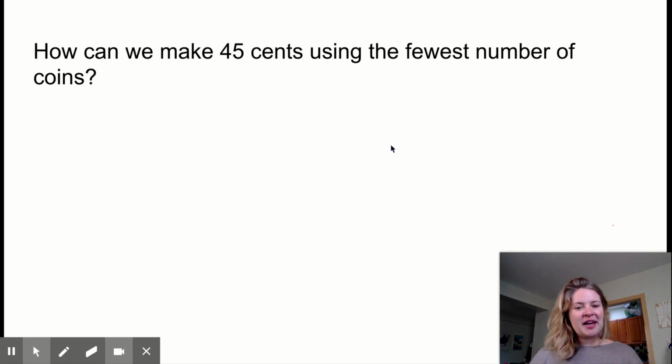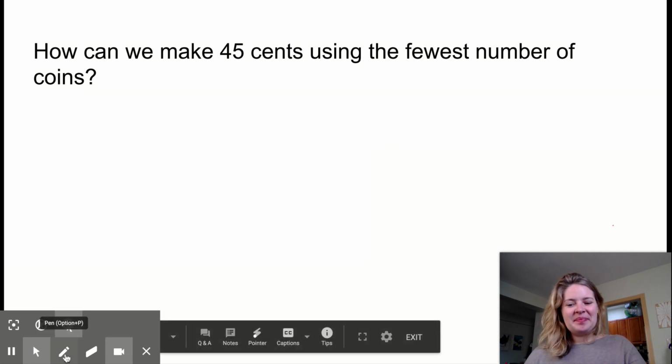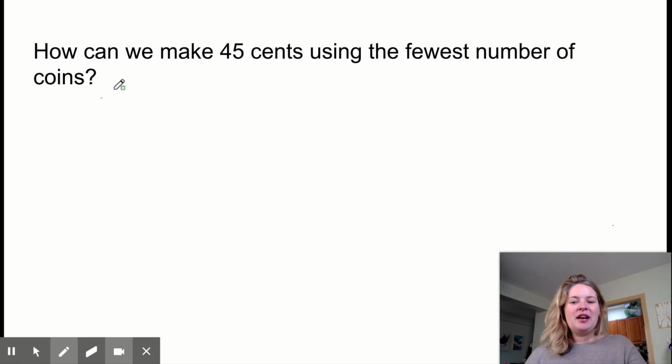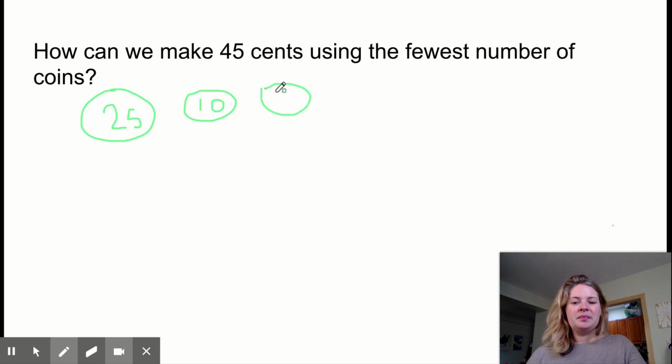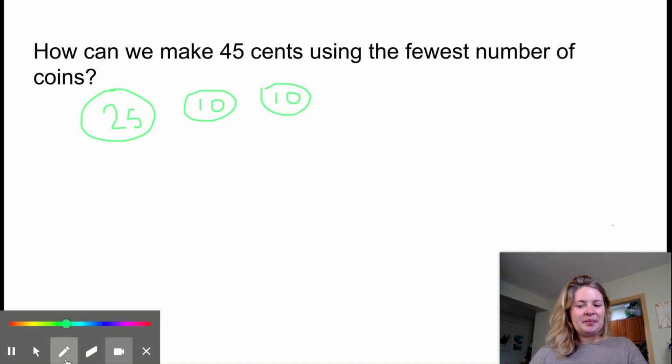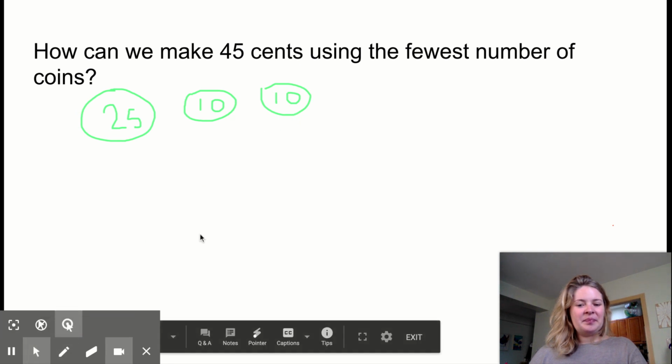Did you come up with a strategy? The way that you would make this using the fewest number of coins is a quarter, which is worth 25, and 2 dimes, which are each worth 10. 25, 35, 45. Good work.